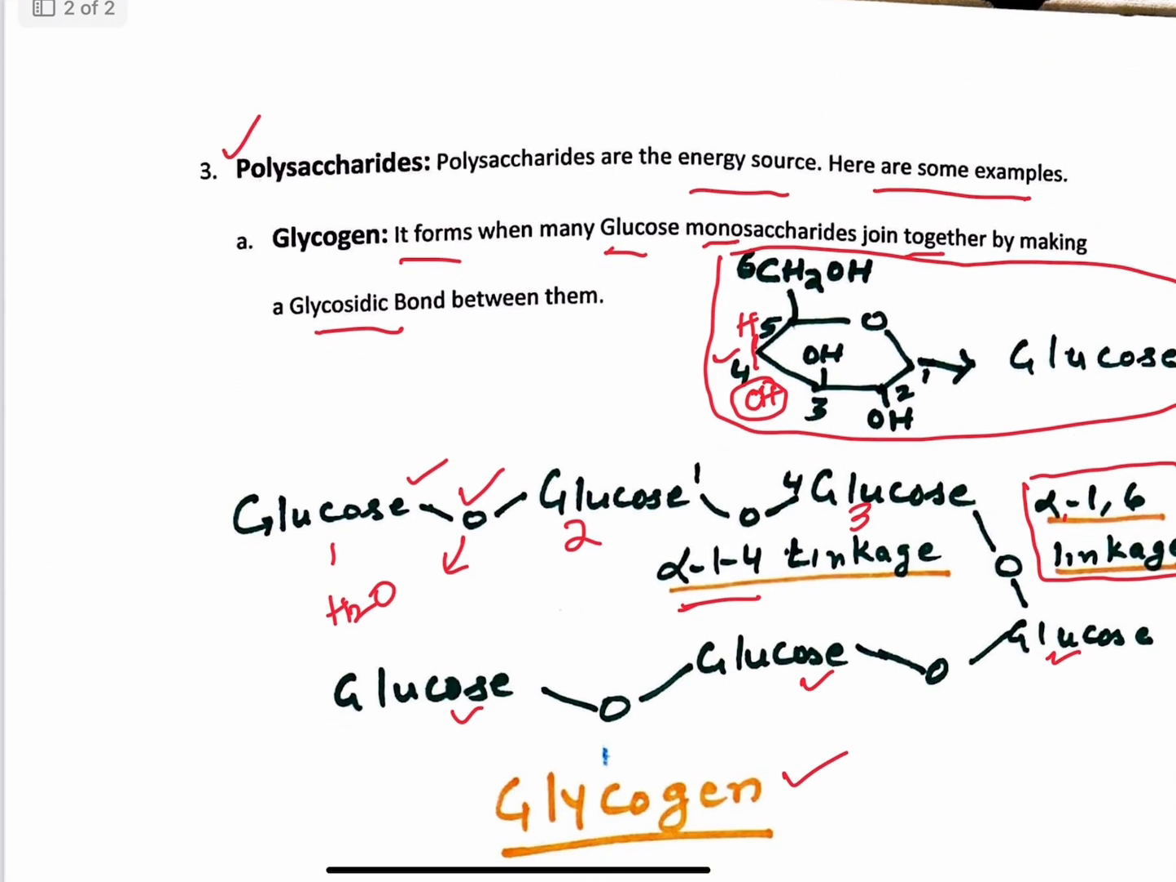And now we have polysaccharides. A bunch of glucose molecules come together, they make 1,4 linkage between them. They also make one alpha 1,6 linkage. So there's one row right here and a second row right here, and they are joined right here, and that makes glycogen.